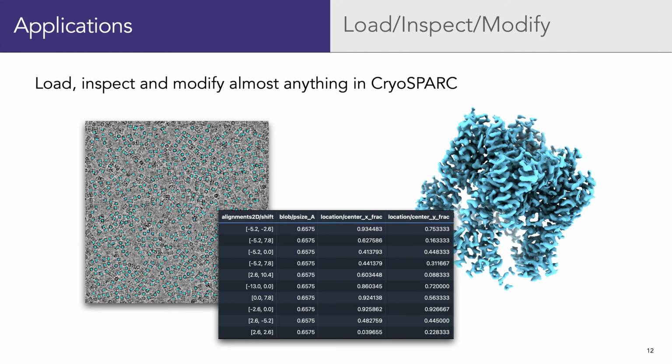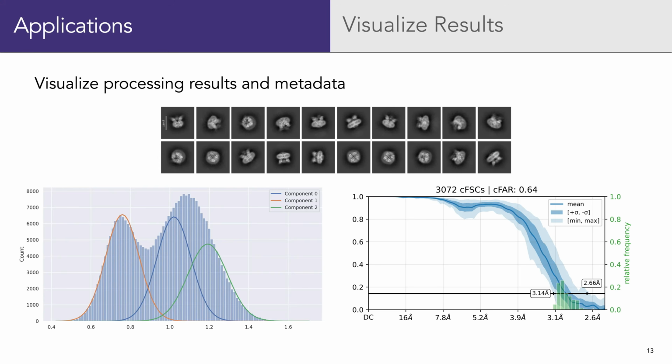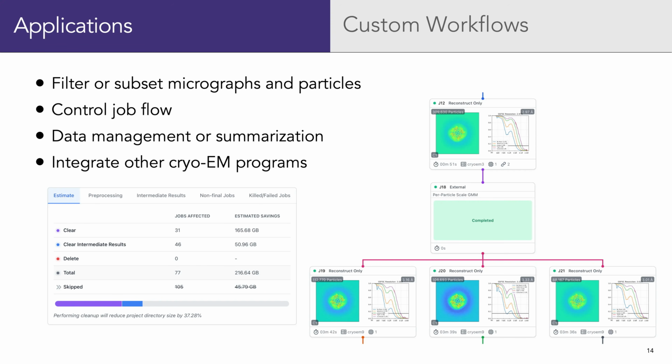You can use tools to load, inspect, and modify almost anything in CryoSPARC. You can process micrographs, particles, and volume densities, as well as geometry data such as 2D and 3D particle alignments and CTF estimates. You can use it to visualize processing results and metadata, just like we saw in our demo. You can write and orchestrate custom workflows, where you have components that filter out micrographs and particles like we saw earlier. You can programmatically build jobs, change their parameters, connect them, and launch them.